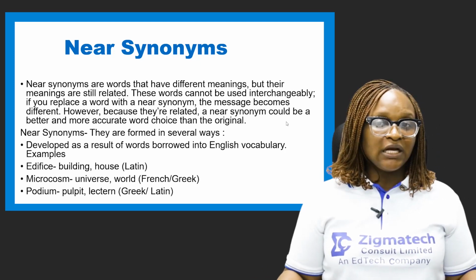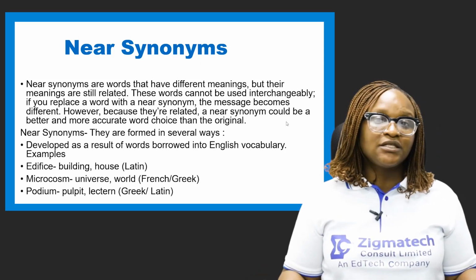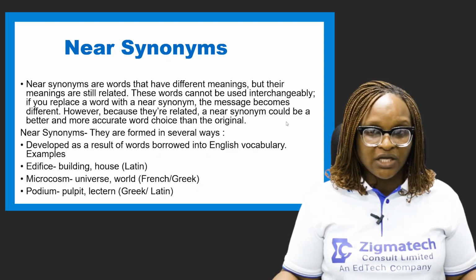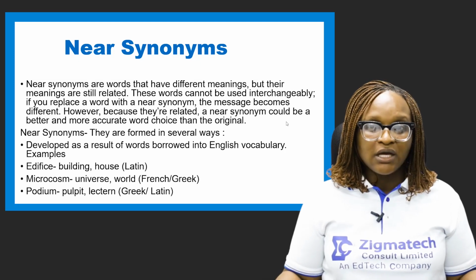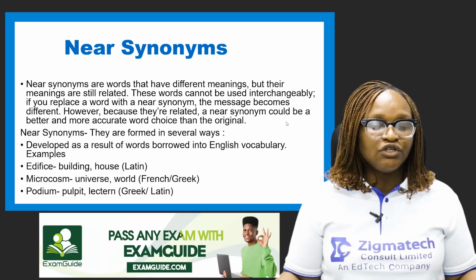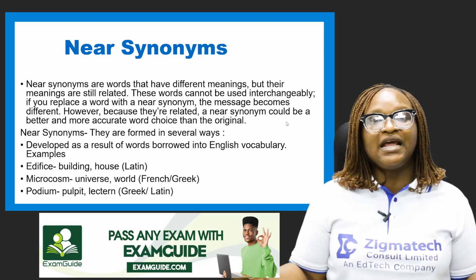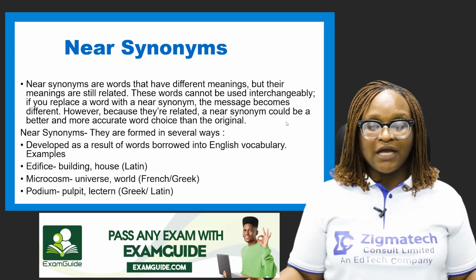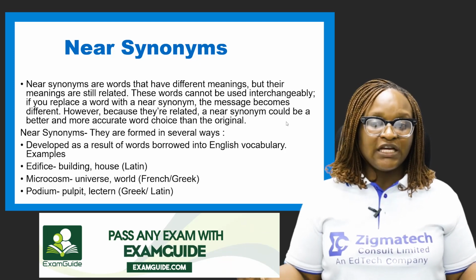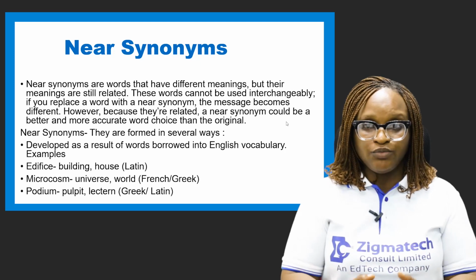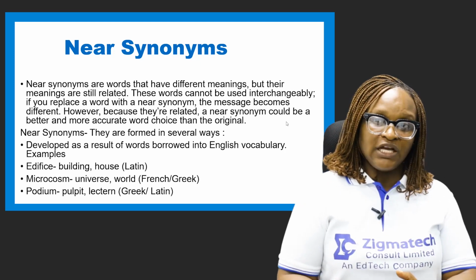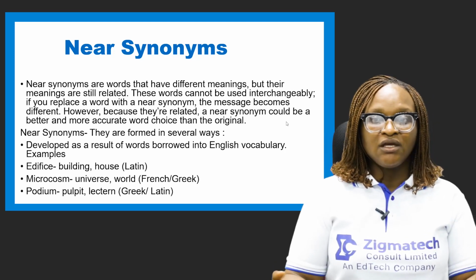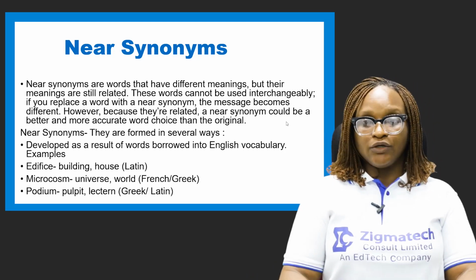There are certain words in English that are borrowed. As a matter of fact, some English words are borrowed either from French, Latin, or Greek. So edifice is a Latin word, and in English it's called building or a house. So when someone says an edifice is a very good, huge building. Once edifice is mentioned, what comes to mind is building. So where you have the word edifice and you're asked to give a word nearest in meaning to edifice, obviously a building or a house can go.